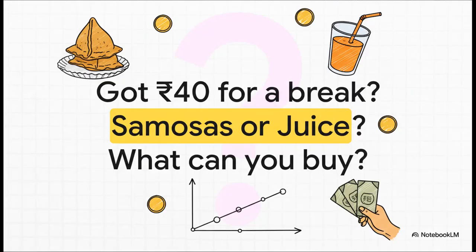All right, let's make this super real. Picture this, you're at your school canteen, you've got exactly 40 rupees in your hand. You're looking at the menu and you've got to choose between samosas or juice. The big question is, what can you actually get?